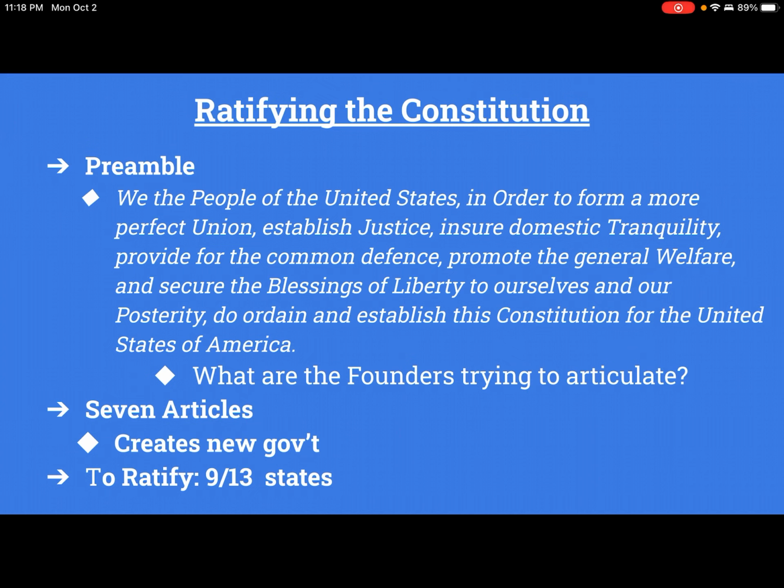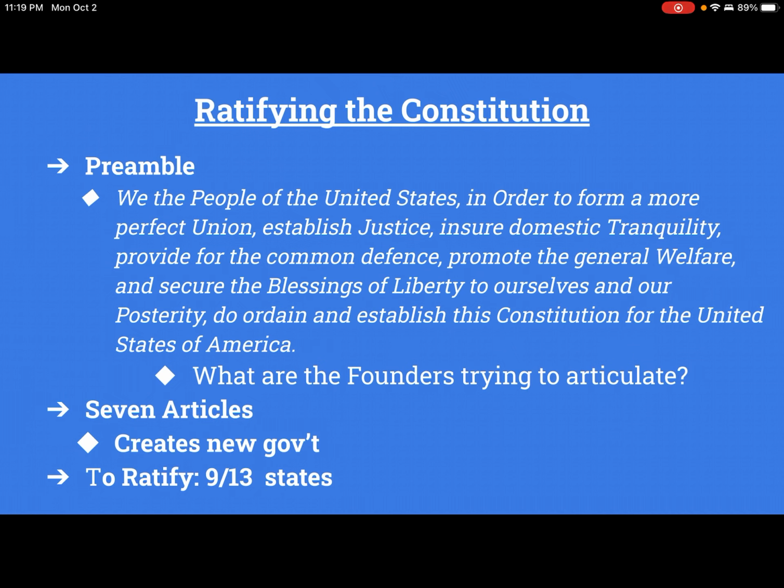And so on June 21st, 1788, New Hampshire was that 9th state, and that is when the Constitution was officially put into place. And so right here you have the preamble. It's the introduction. It lets people know exactly what this document's going to be about.